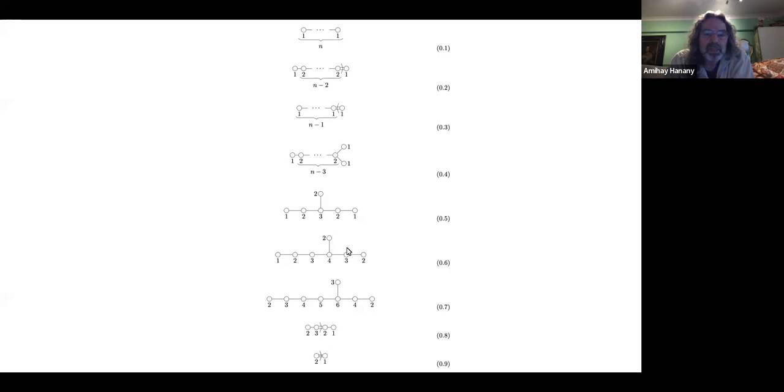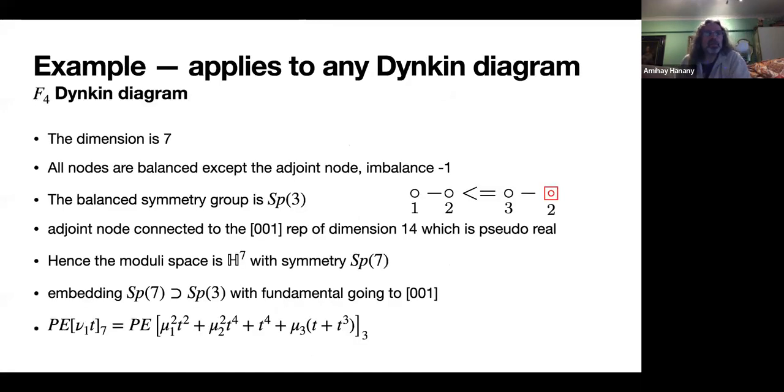All of those have all nodes balanced, leaving a subgroup, which is a Dynkin diagram of a smaller algebra that is the balanced symmetry algebra. And then we have this embedding into a bigger space. So let's see a simple example. I picked as an example the F4 Dynkin diagram.